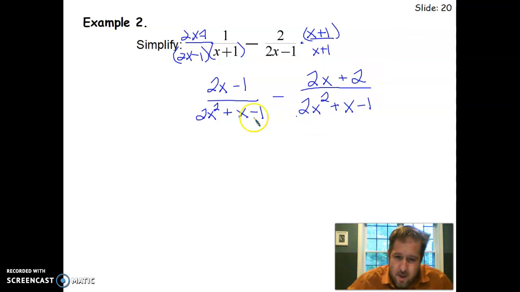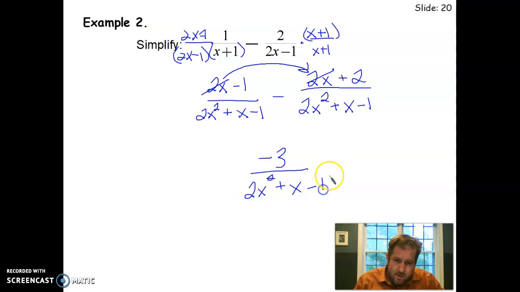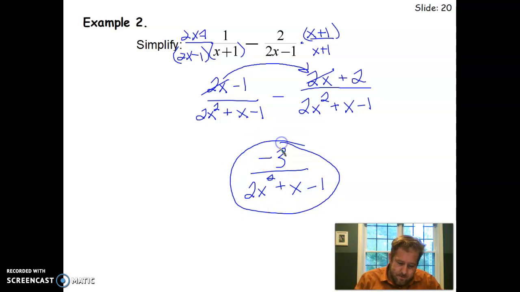All right, so now that I have the exact same denominator, what I can do is take the numerators and subtract them. So when I subtract 2x minus 2x, those basically cancel themselves out. And when I do negative 1 minus 2 more, that's going to give me negative 3. And there's our answer, and the denominator stays, of course, the same when you're adding or subtracting things with the same denominator.